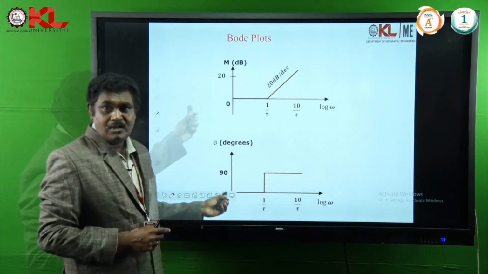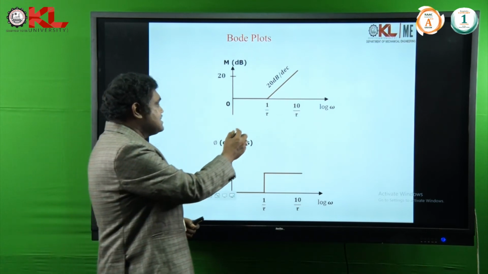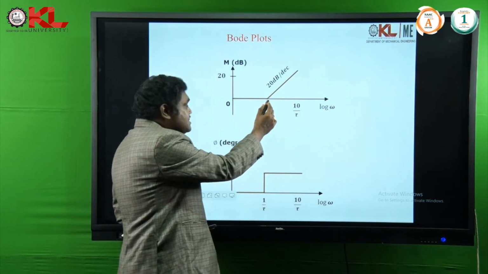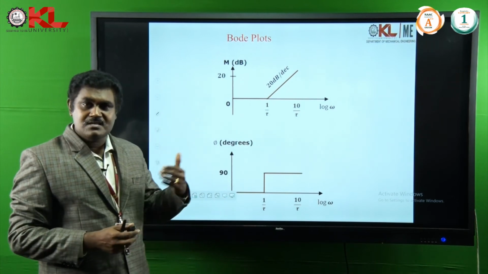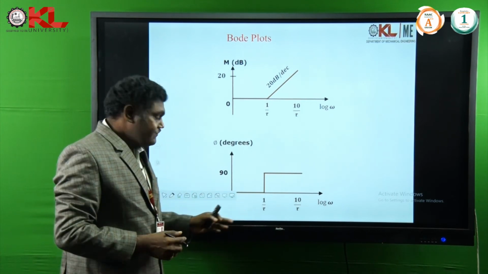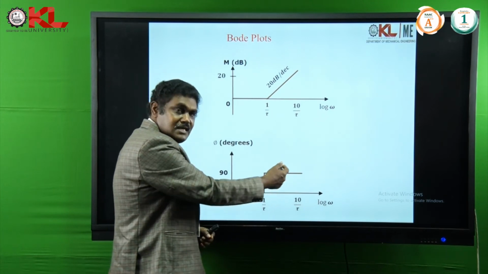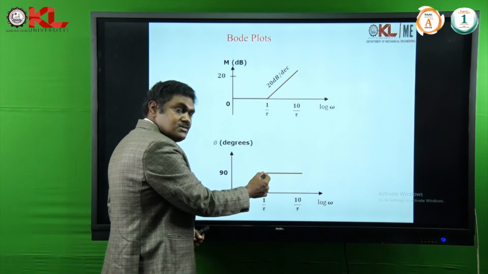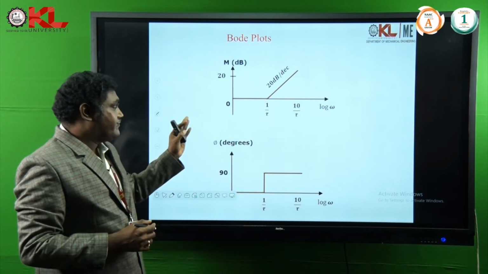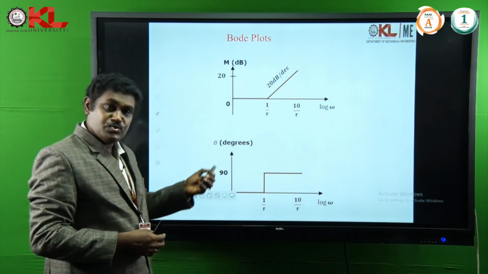Now, let us see how the magnitude plot and phase plot look. Up to 1 by T, the magnitude is 0. So it starts from 0 up to here, and this is the point where the slope starts, and the slope is 20 decibels per decade. The phase angle up to 1 by T is 0, and above 1 by T the phase angle suddenly increases to 90 degrees and continues as a horizontal line. So, like this, if the function is 1 plus sT, this is the magnitude and the phase plot.